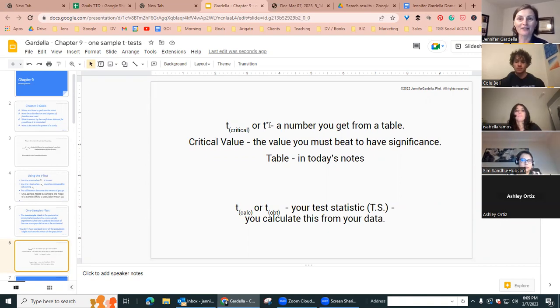And you'll see me write this different ways, so I want you to find a way that is comfortable to you. T critical, or T star, I tend to write T star, is a number that you get from a table, okay? It's your critical value. Remember, it marks off your rejection region. The table that we'll be using for T is in today's notes.